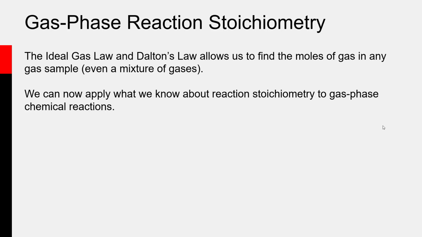And the ideal gas law is how you relate fundamentally the pressure or volume of a gas sample to the number of moles of the gas in that sample. So between the ideal gas law and Dalton's law, we have a robust tool set that will allow us to calculate how many moles of a gas phase reactant or product we have in a gas sample that consists of a single gas, or even in a mixture of gases. So we can now apply what we already know about reaction stoichiometry to gas phase chemical reactions. The missing piece was knowing how to use the ideal gas law to link pressure or volume of a gas to number of moles.